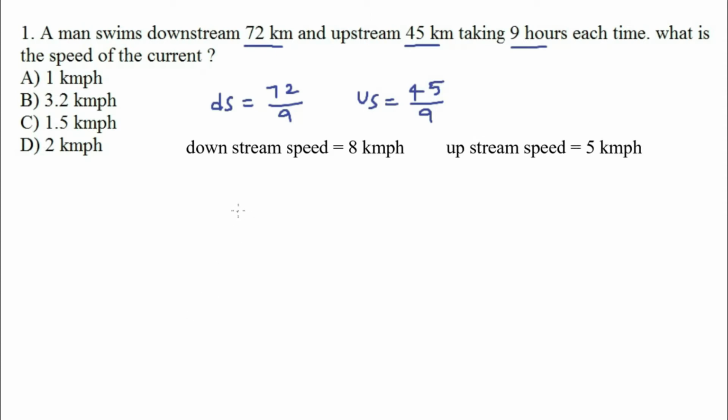Speed of the current equal to downstream speed minus upstream speed divided by 2. Speed of the stream equal to 1.5 km per hour. Option C. Question number 2.